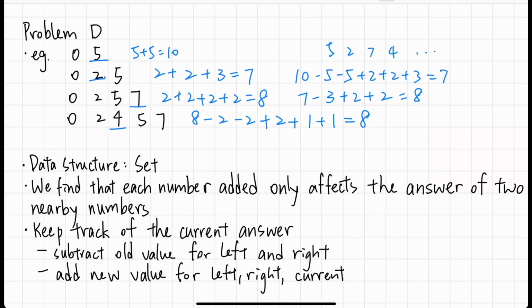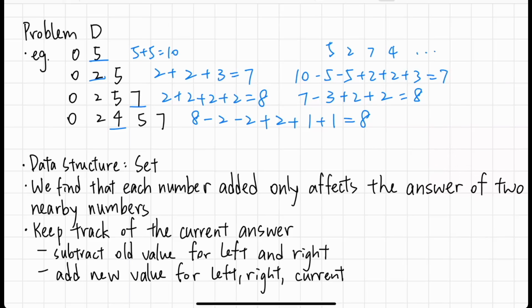So now let's look at the data structure that we can use. We can use a set to store these values because a set automatically sorts the numbers in order, so we don't have to manually sort it each time. Then we find that each number added only affects the answer of the two nearby numbers, only left and right. And then we keep track of the current answer. So we notice that in this example, for each step, we updated the answer from the previous one.